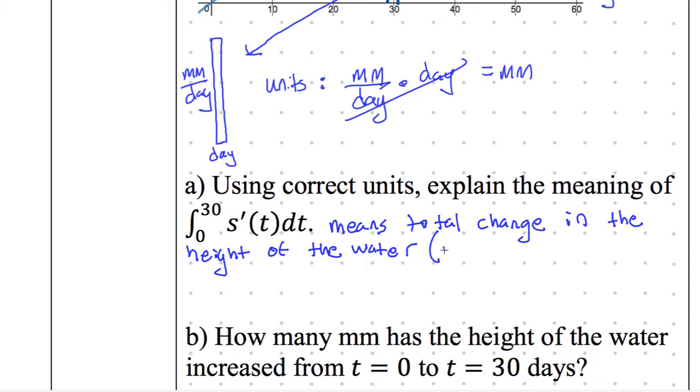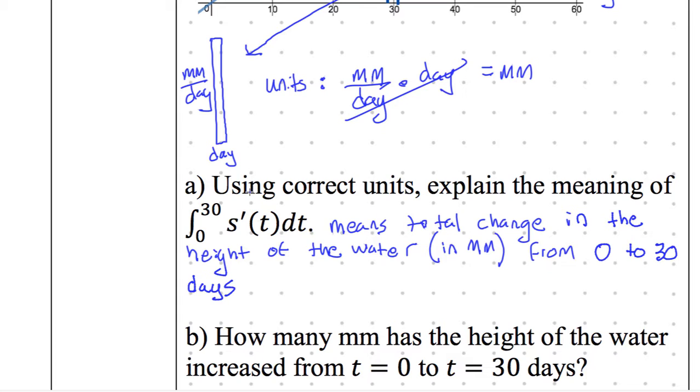And then we'll put in parentheses here, in millimeters. Always include the units whenever you're explaining something. So if I'm explaining the meaning of this, we're going to say in millimeters. And then from where to where? From 0 to 30. And again, use units, days.